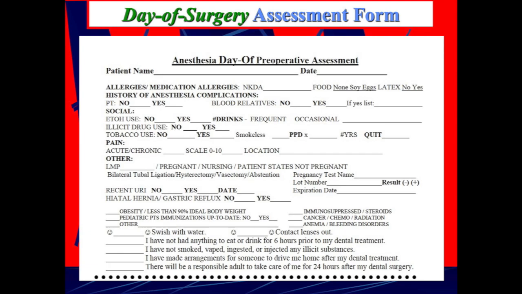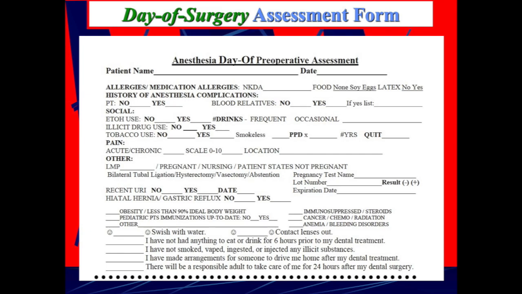And with children with a URI, anyone that's 8 years of age or under is considered a child. And if they've had a recent cold, we absolutely won't do anesthesia for them for 14 days. That's just a standard of care that we all follow. Then I want to know if they have hiatal hernia or reflux. We don't want to get them so deep that they could aspirate and have that reflux appear in the back of their throat.